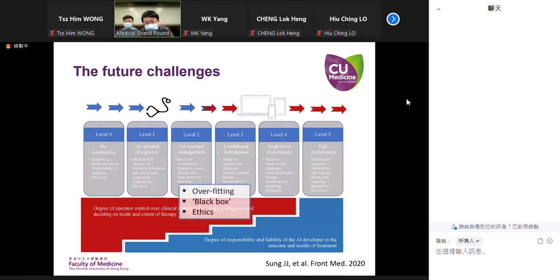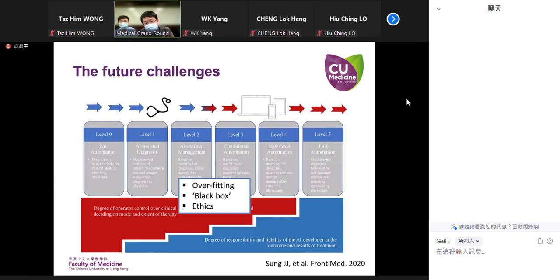So the main challenges would be, first, there may be some overfitting from the data. Or secondly, there may be some black box in the deep learning model. So it will eventually affect the interpretability or the explainability of the data and also the results, leading to a mistrust from human to the machine. So this has to be solved before we can widely adopt it in clinical practice.